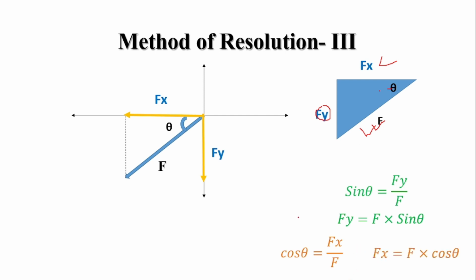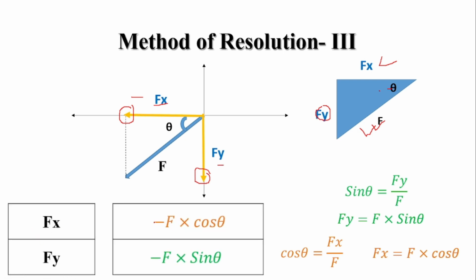Now put the values. So before putting the value, identify the sign. For the horizontal component, it acts towards the left side, so this value is negative. For fy, it is downward, so a downward force is negative. So we'll get the values of fx and fy, both are negative.